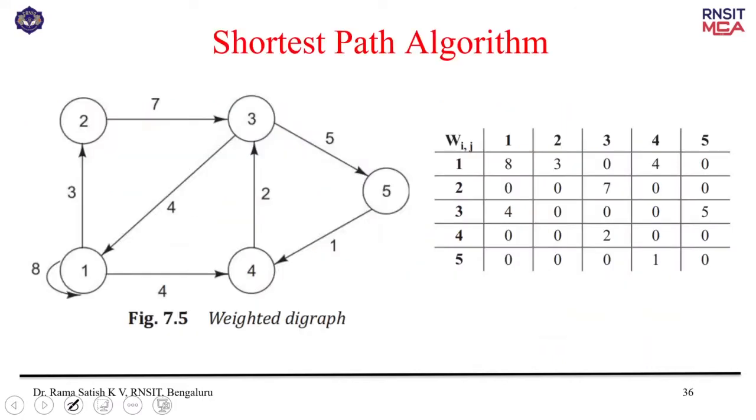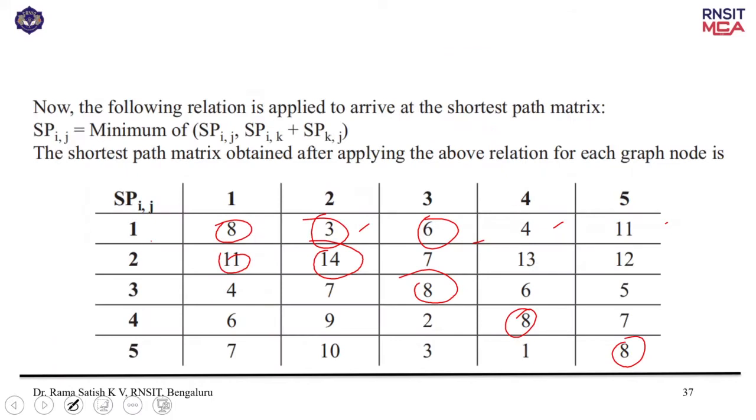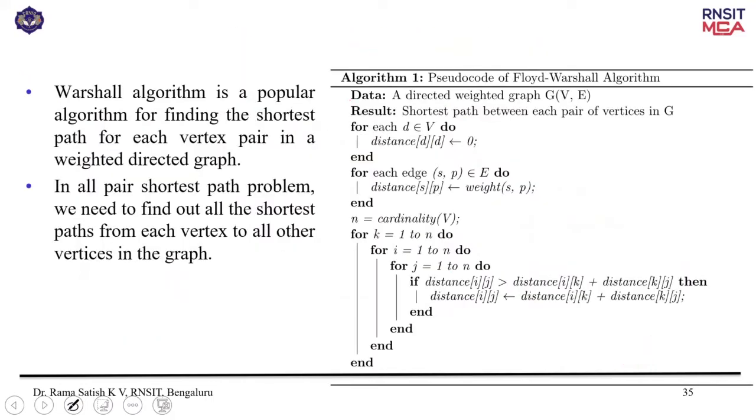Initially you have a weight matrix, and applying this concept, the shortest path between any two nodes i and j is nothing but the minimum of the shortest path of ij and the shortest path of ik plus kj. So what is this ik, kj? We'll work it out with a problem, you'll understand. It's an algorithm we call the Floyd-Warshall algorithm. We use it to find the shortest distance between two points.